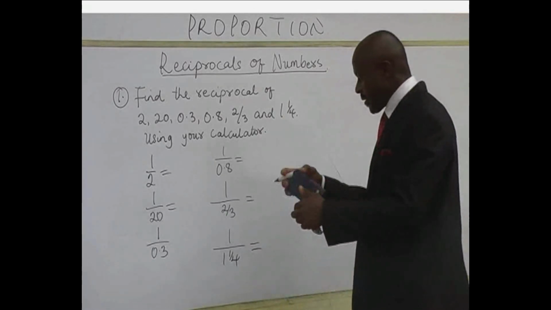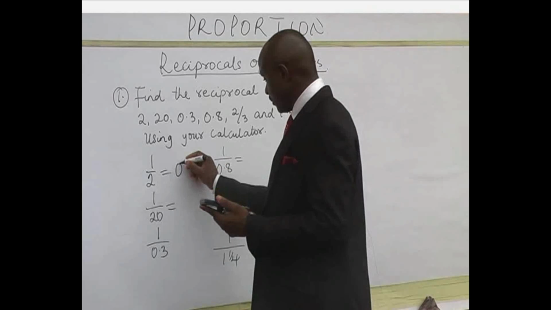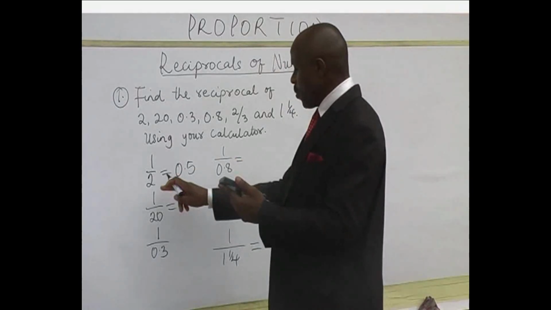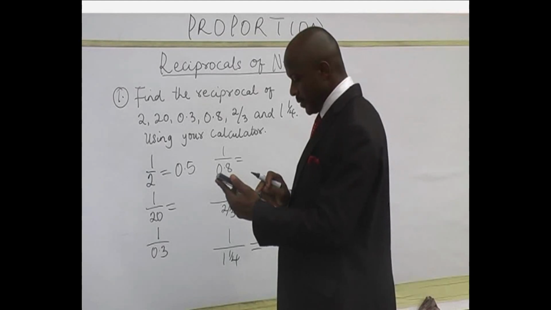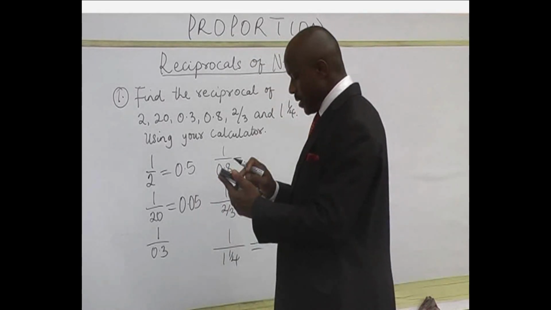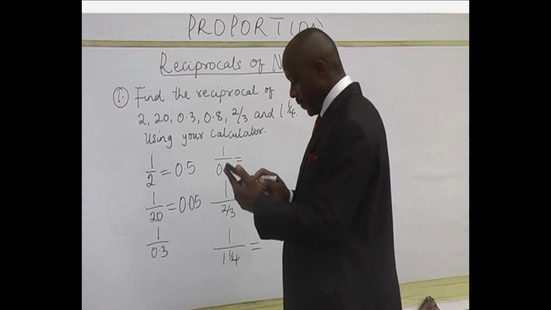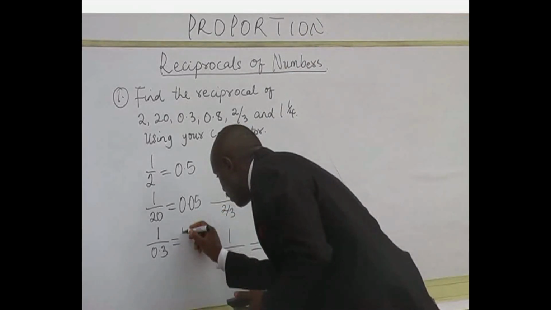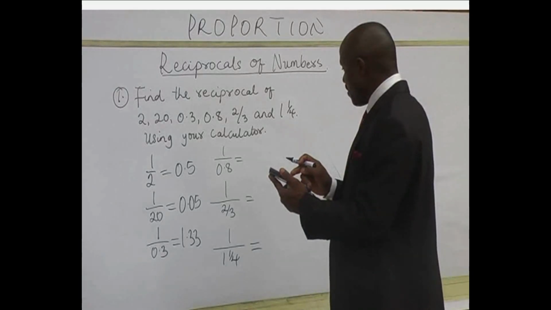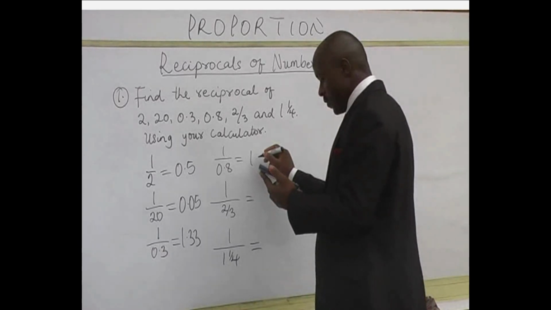So let's pick our calculator and begin to calculate. 1 over 2, even without calculator, you know is 0.5. So that means 0.5 is the reciprocal of 2. 1 over 20, 1 divided by 20 is 0.05. 1 divided by 0.3 is giving us 1.33 reoccurring. The next one is 1 divided by 0.8. It's giving us 1.25.